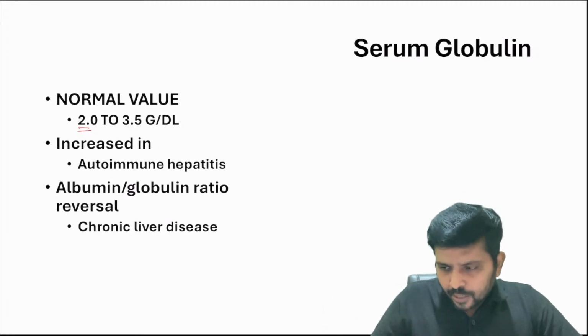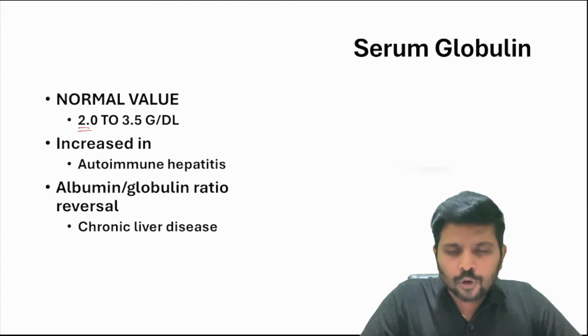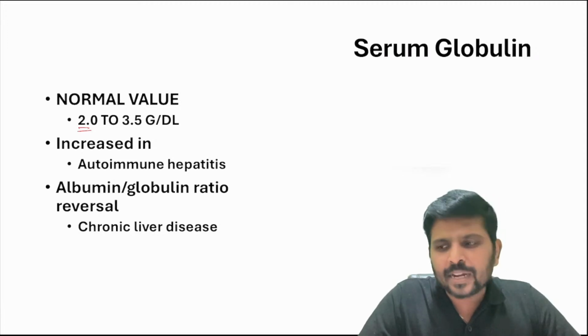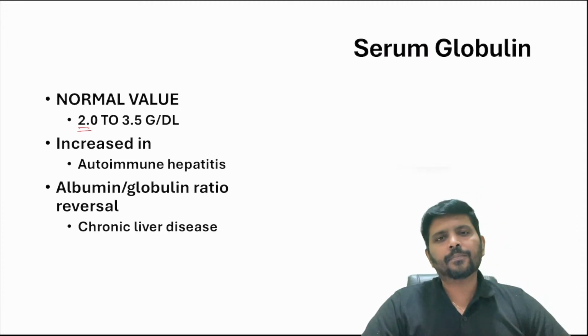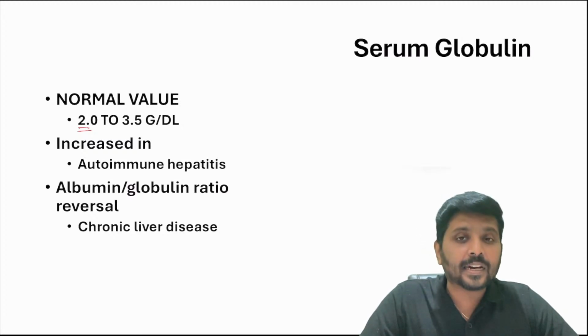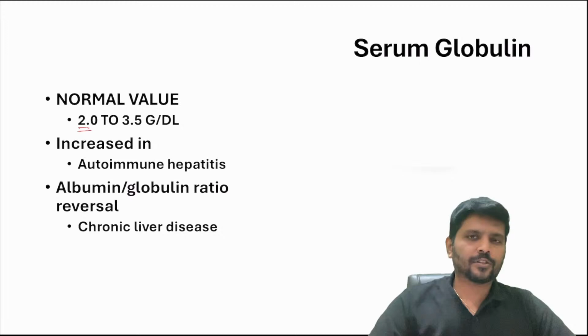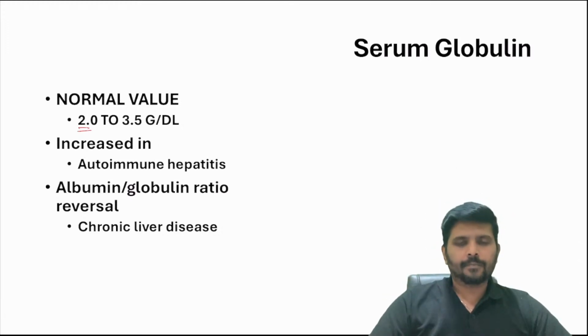When there is an albumin globulin reversal, it can either be due to reduced albumin or increased globulin. Reduced albumin occurs in liver injury, whereas increased globulin can occur due to autoimmune hepatitis. It can be due to LKM or it can be due to ANA.